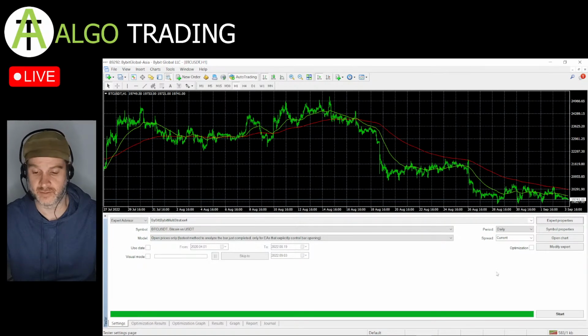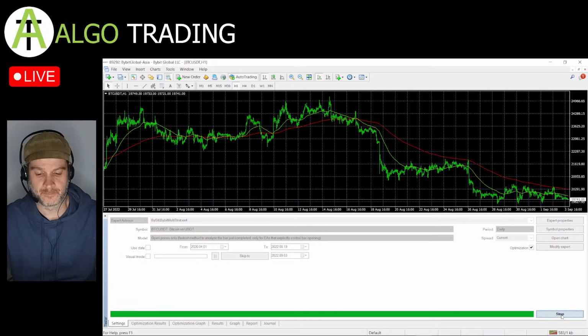So the first one we're going to do is for Bitcoin. We're going to run on the daily. I like running these trend following strategies on the daily. I think it's more profitable, but we could try in different time frames. We'll try the 4-hour. After this optimization, we'll try the 1-hour as well.